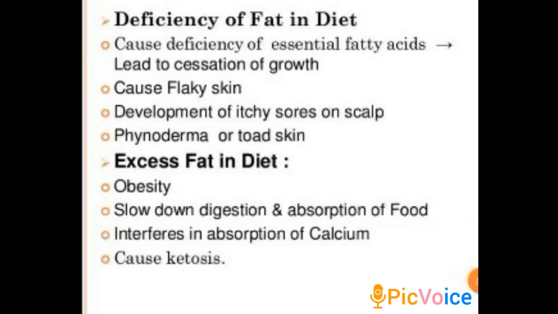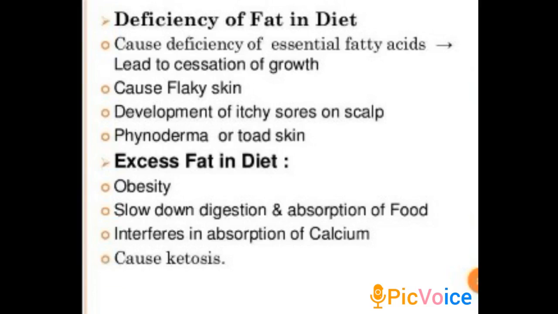Deficiency of fat is rare as our diet contains a sufficient amount of fat. If our diet lacks fat, it can cause deficiency of essential fatty acids. You can develop deficiency of vitamin A, D, E and K if you don't get enough fat in your diet, because your body can only absorb these nutrients in the presence of fat.